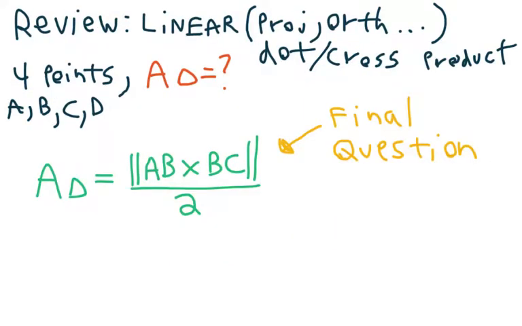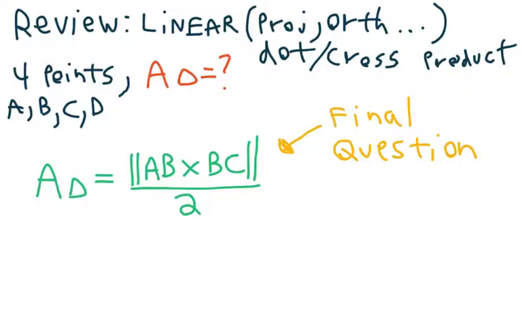In week 1, it's mostly review from linear algebra. So you're going to be looking at projections, orthogonal projections, dot product, cross product. A typical example, which even showed up in my final exam this semester, was you're given 4 points, A, B, C, and D, and you're asked to find the area of the triangle.